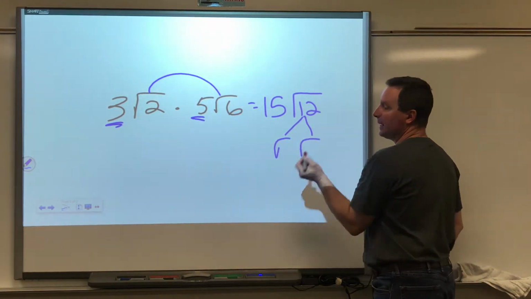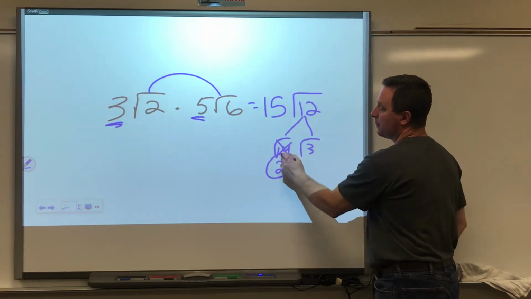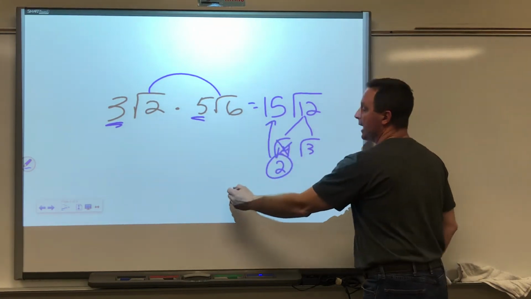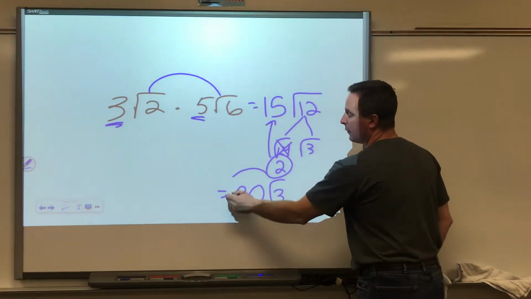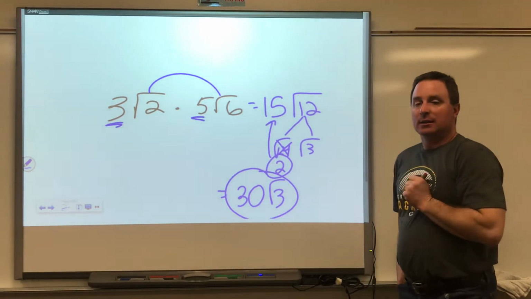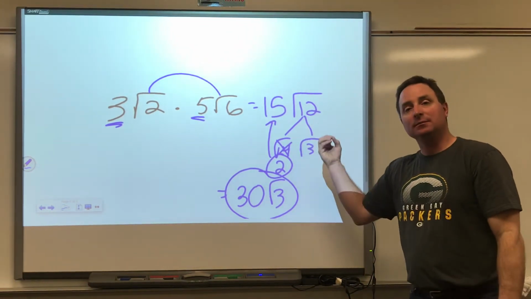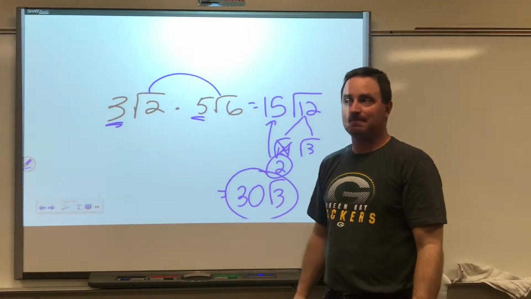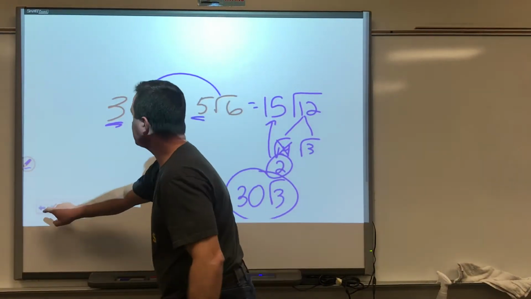I can simplify it, and again, if I use my factor sheet, 4 and 3. Square root of 4 is a big 2. 2 times 15 is 30 square roots of 3. So once we multiply them together, we just have to check that radical to see if it can be simplified.